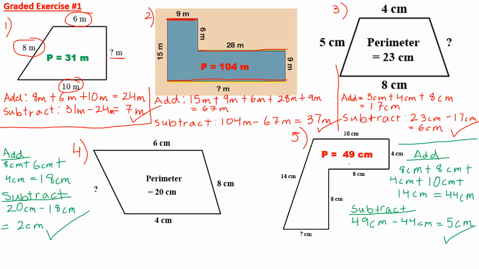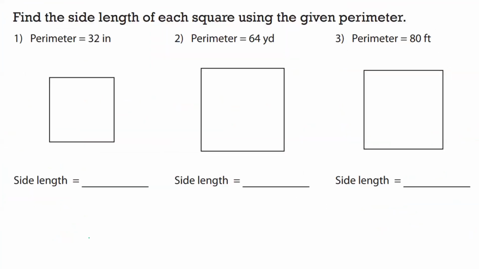Move right along. So that's how we do this. I think we have time to look at another concept in finding the perimeter. It'll be interesting to see how you all tackle this one. So this one says, find the side length of each square using the given perimeter. We know the perimeter, and by the way, it's a square. Please write this down.